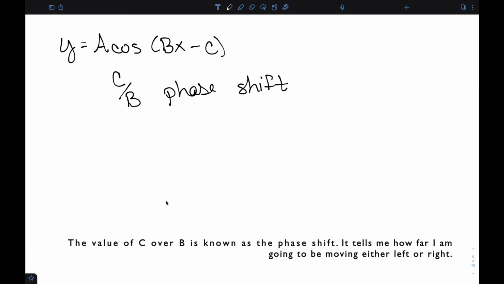The value of c over b is known as the phase shift. It tells me how far I'm going to be moving, left or right.